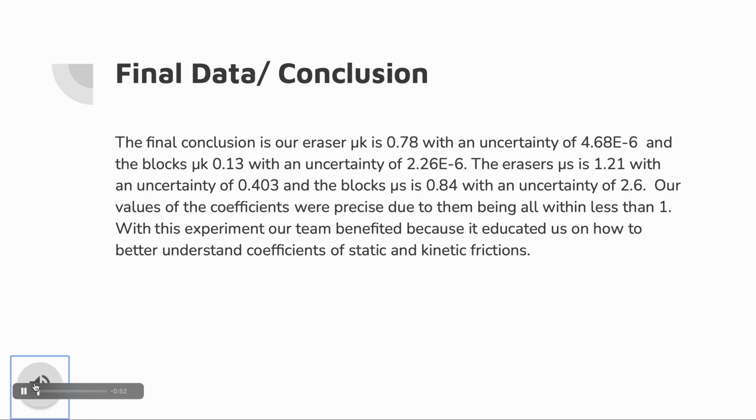Conclusion is our eraser's mu k is 0.78 with an uncertainty of 4.68 e to the negative 6, and the block's mu k is 0.13 with an uncertainty of 2.26 e to the negative 6. The eraser's mu s is 1.21 with an uncertainty of 0.403, and the block's mu s is 0.84 with an uncertainty of 2.6. Our uncertainties are very large due to the outliers that we've had in our previous data.